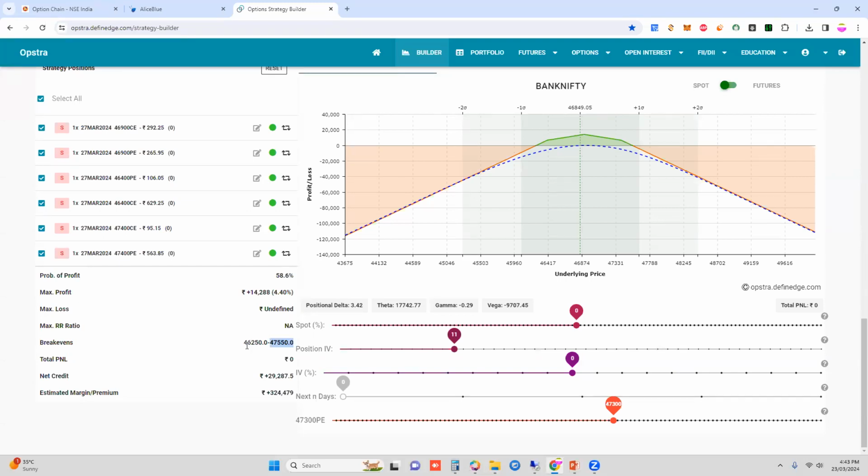Understanding this? On the downside, what is our break-even? It is 46,250. From 46,900, the market has to travel how many points? On the top side we have a cover of 600, and at the bottom also we have a cover of 600, right? So is there a chance of Bank Nifty making a 600-point movement within half an hour or 1 hour? No, right? Within 1 hour or half an hour, the market cannot move 600 points every day.